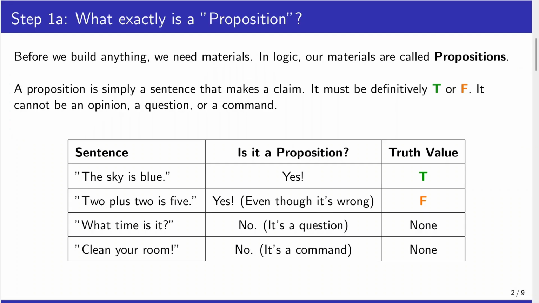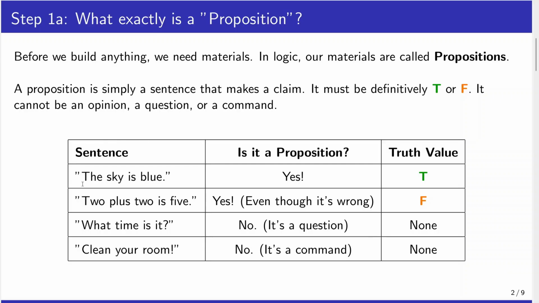In logic, our building materials are called propositions. But what exactly is a proposition? Quite simply, it is a sentence that makes a claim, and it has one strict rule. It must be definitively true or definitively false. There is no middle ground. It cannot be an opinion, it cannot be a question, and it cannot be a command. Let's look at the table to see exactly what this means.